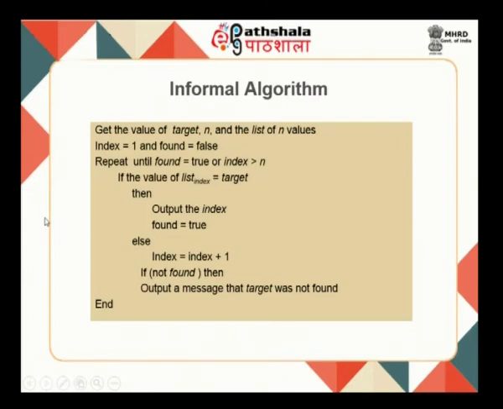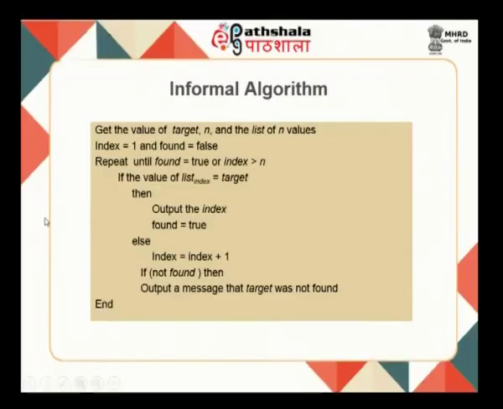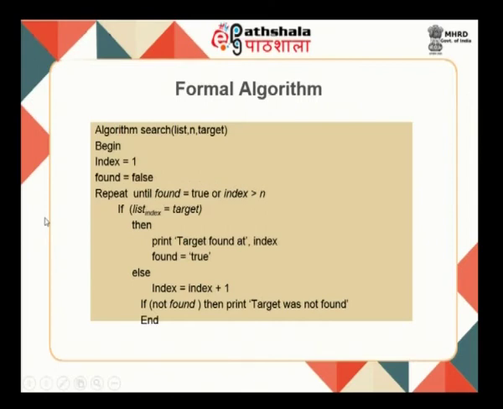So, getting the value of the target, then we are reading the list of n values. Initially I am setting index equal to 1, so that I am going to start the search process from array 1. Then initially I am setting the variable found equal to false. Now I am starting a loop, repeat until found is true or index is greater than n. So, that means I have to repeat until these conditions are fulfilled. Under this condition I am going to test the target with all the elements of the array, and if the element is equal, then I am outputting the index, and also I am setting the variable found to true. Otherwise, I am just incrementing the index. So, you can see exactly this is converted into a formal algorithm like this.